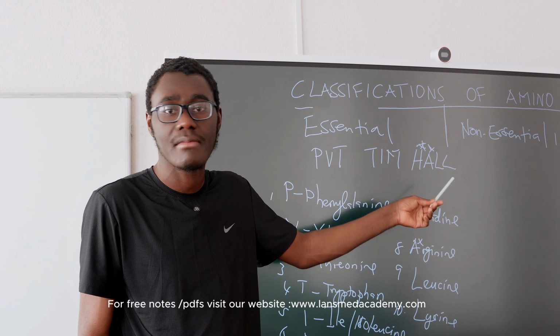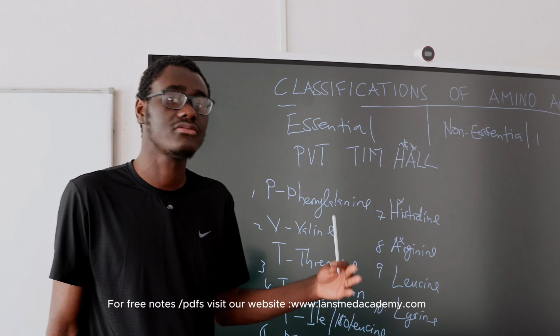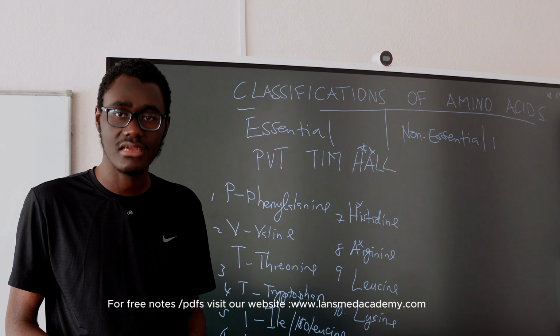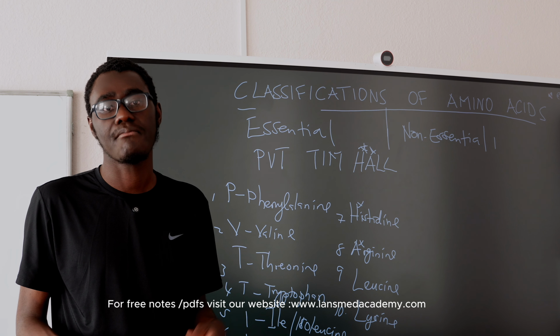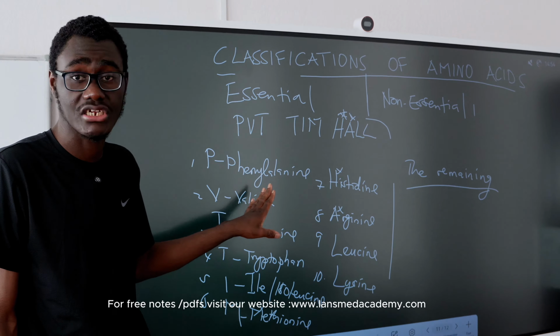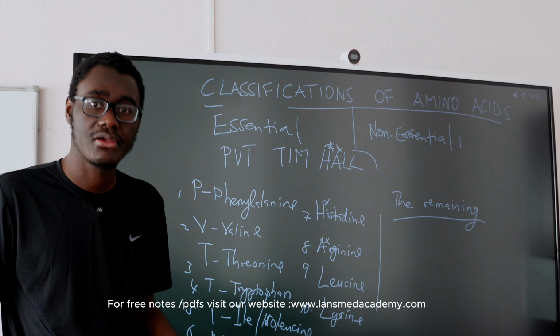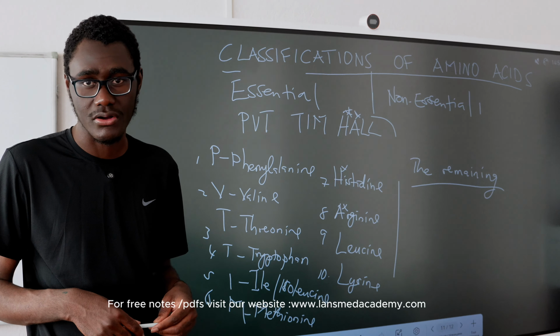So the non-essential amino acids are the remaining amino acids that we have, which are the remaining 10 amino acids, which are proteinogenic amino acids. Proteinogenic because they can be found in proteins and they are responsible for building our body. The remaining amino acids are said to be non-essential because our body can synthesize them readily from other precursors.